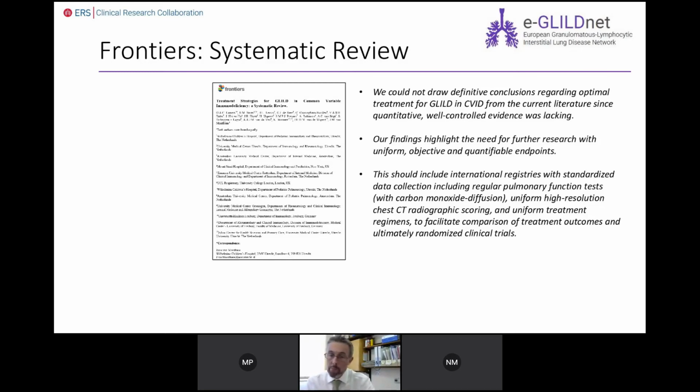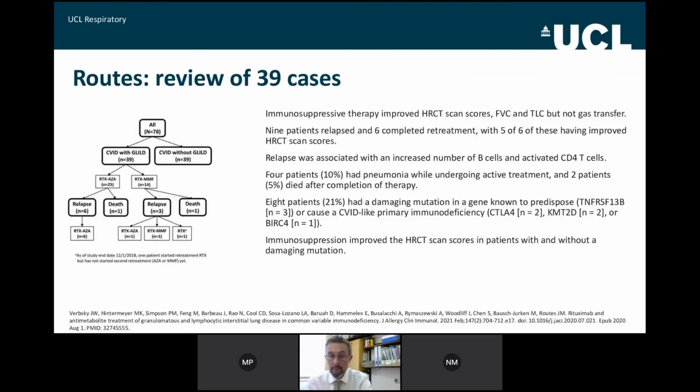And somewhat depressingly, the conclusion of that is that we could not draw definitive conclusions regarding optimal treatment. The data are scarce, and are small studies. And if we're really going to change outcomes in GLILD, we really need international registries, standardized tests, and ideally large-scale trials to address some of these challenges.